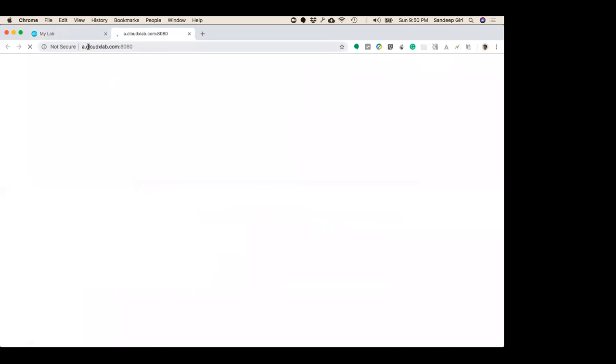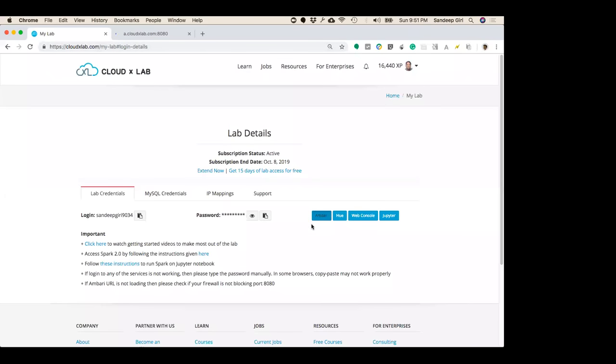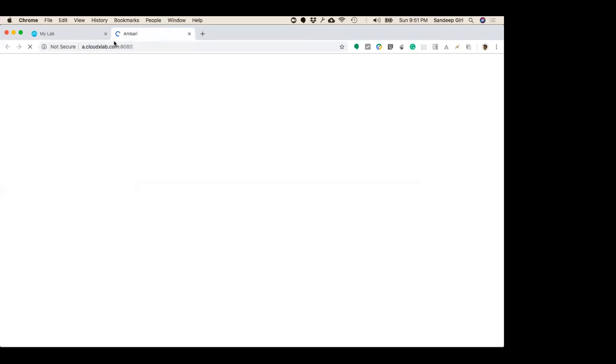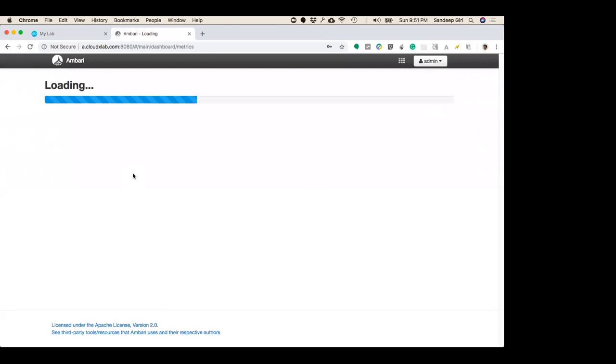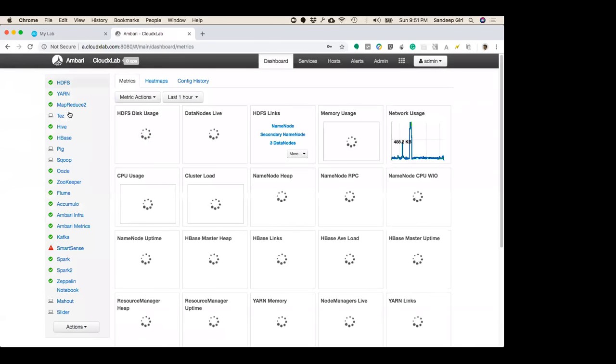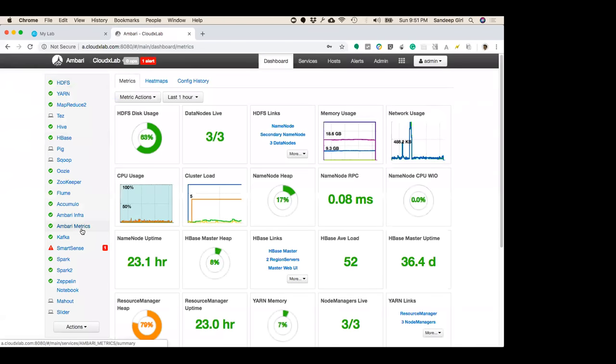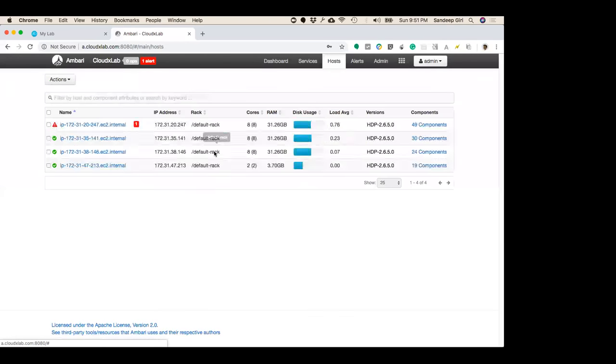So I'll show you what Ambari looks like. Ambari comes from Hortonworks Data Platform, and Ambari helps us install the Hadoop ecosystem in the cluster. It's asking for login and I click on login. So I've logged in as admin. These are the various services that you see. These are the various services that have been installed, and these are the various hosts that are currently active.